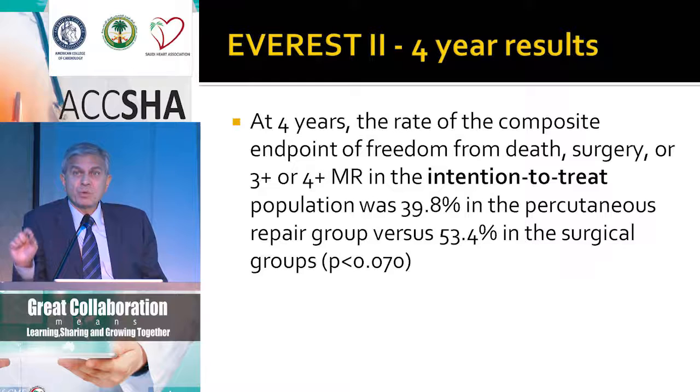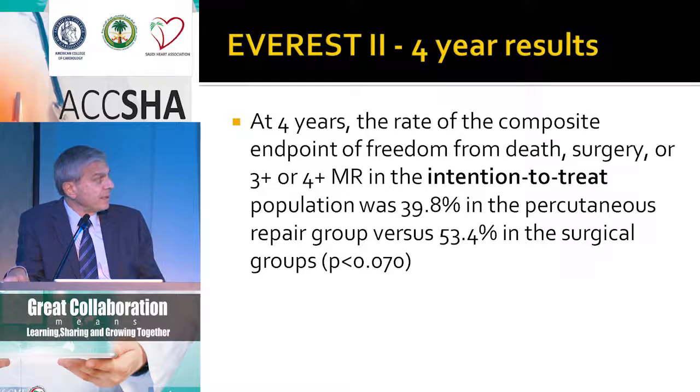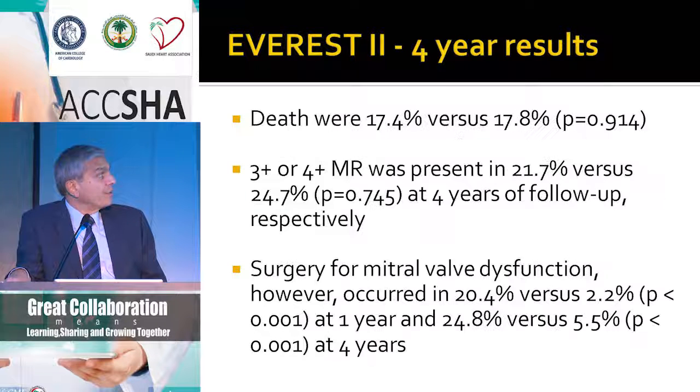Again, most of those patients were of the primary degenerative prolapse type MR. At 4 years, the rate of the composite endpoint of freedom from death or surgery or 3 to 4+ MR in the intention to treat population was about 40% in the percutaneous repair group versus 53% in the surgical group. So it was a little bit more in favor of surgery as an intention to treat, but the p-value was not very significant. Death was similar at 4 years between the two groups.